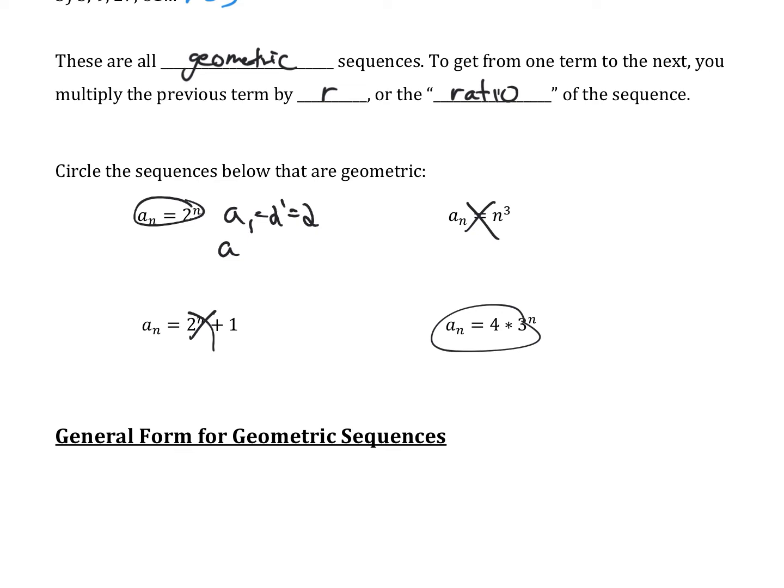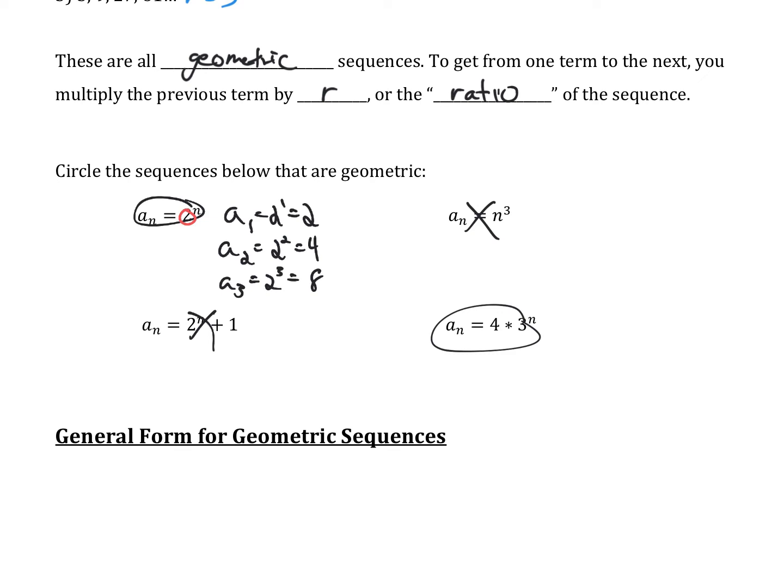Not a sub n. A sub 2 equals 2 to the 2, which equals 4. A sub 3 equals 2 to the 3 equals 8. So you'll notice the numbers are doubling each time. Where do we see a 2 in the problem?